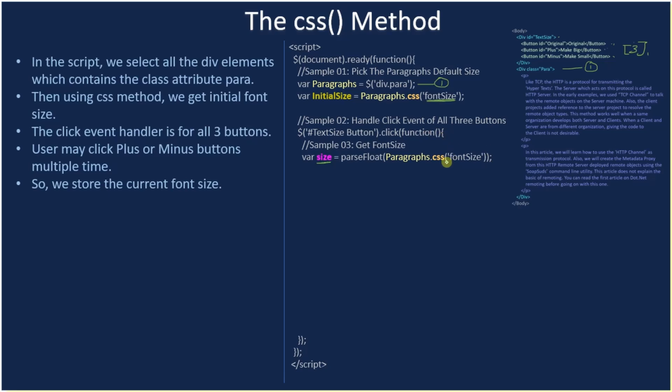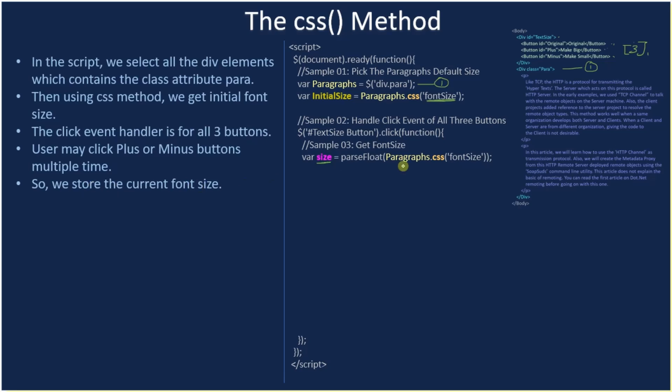And how many times they clicked it, we don't know. That's why when the click event is happening, we are taking the current font size, right? And we are storing it here, because we are going to modify it, because we don't know which button the user clicked at this moment. Whether they clicked plus or minus, we don't know. Or they may even click the current button, I mean the original button.